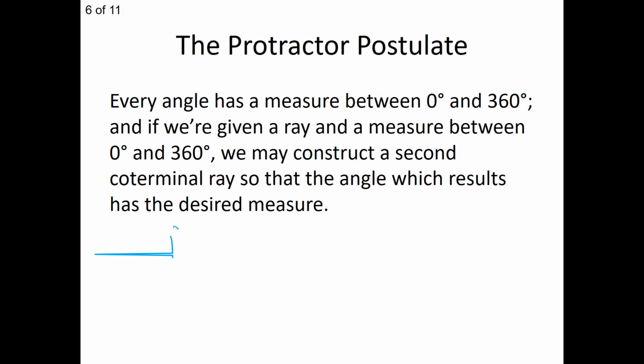So if I were to break down this statement into the simple statements that we were talking about earlier, number 1, we can measure. What can we measure? We can measure angles. So if I give you an angle, we know that angle has a measure. We can use the protractor postulate to measure it.